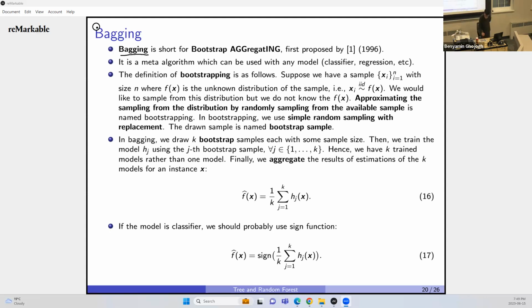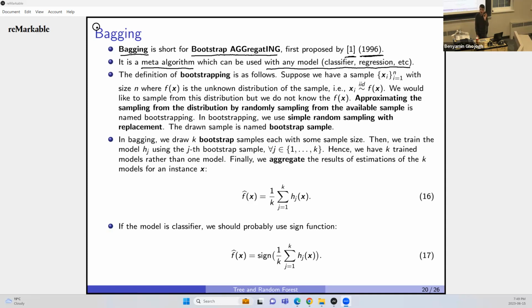Bagging. For random forest, you need to know about bagging. Bagging is short for bootstrap aggregating. It was first proposed in reference 1, 1996. I already said that in the deep learning course, but for this course, I need to say this also. So it is a meta algorithm which can be used with any model, such as classifier, regression, etc.